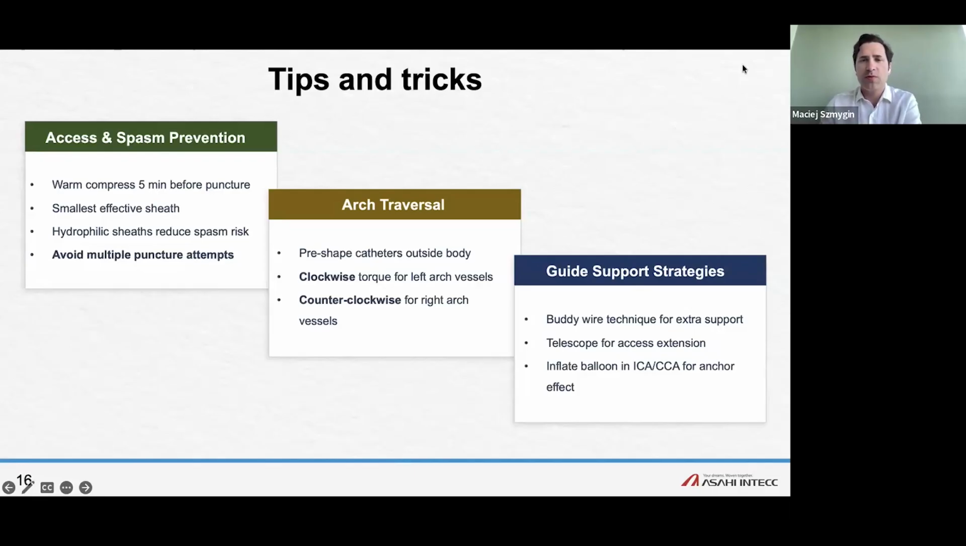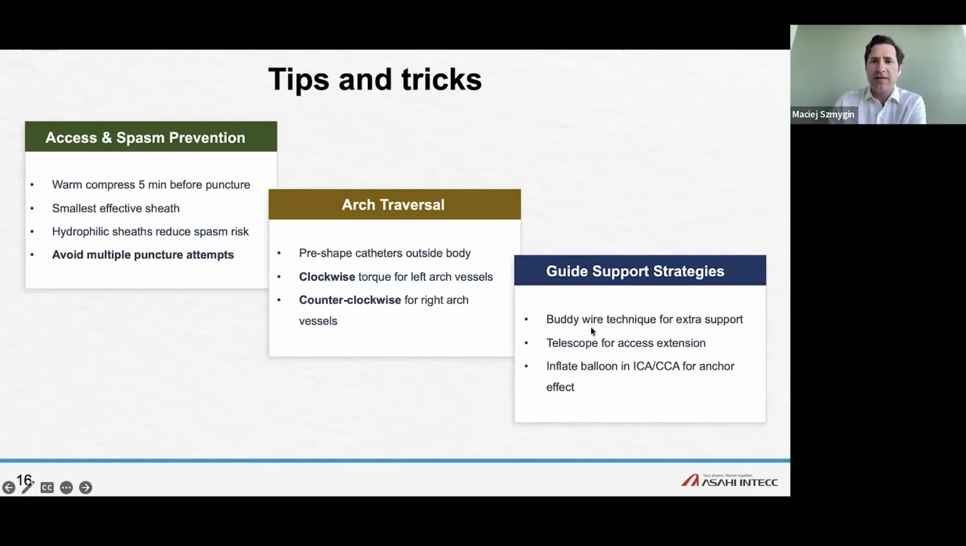Yes, but multiple we discourage, because then the patient has several dots on his forearm, and it's not very good. So we turn clockwise for left aortic vessels, and counterclockwise for the right aortic vessels. It's quite easy. And then, of course, some vessels are not that easy to cannulate.